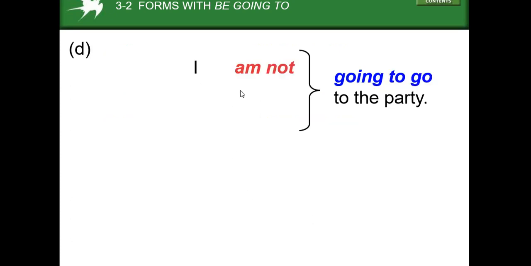Okay, now negative. How do you construct sentences in negative? Well, we have to put the word not after the verb be. I'm not going to go to the party.